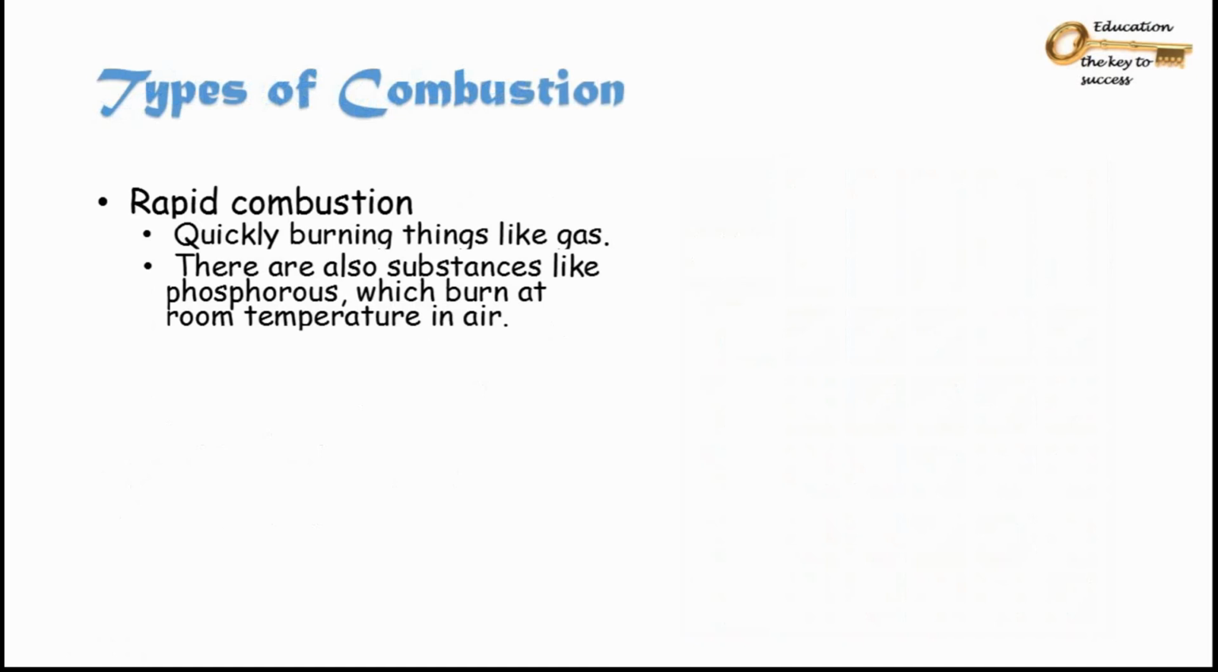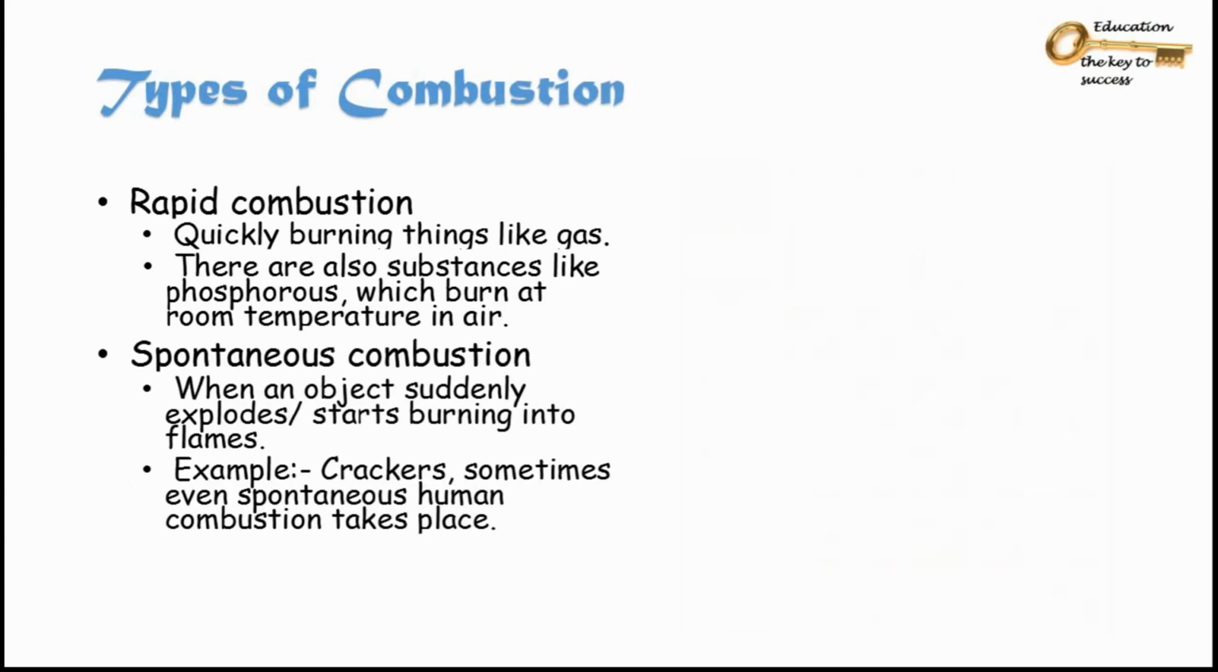Types of combustion. First is rapid combustion. As its name suggests, it is quickly burning things like gas. There are also substances like phosphorus which burn at room temperature in air.